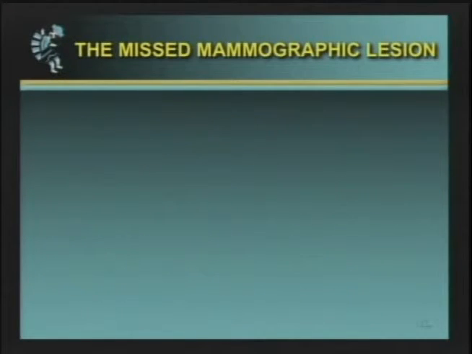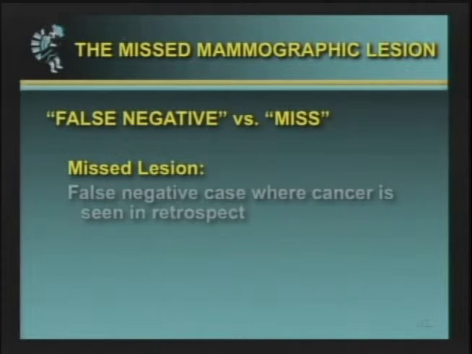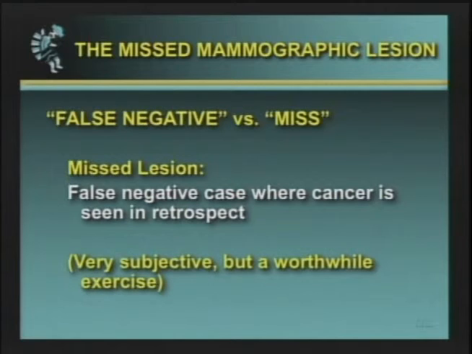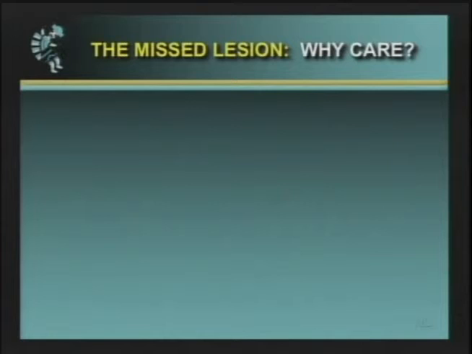But a missed cancer is any time we have an actual false negative case where a cancer is seen in retrospect. But we all know how subjective that is. The easiest thing, the most powerful tool we have is the retrospectoscope. We can always see something. But even though it's subjective, it's still a very worthwhile exercise always to go back and see if you could have found something earlier that would have led you to the diagnosis on the previous study.